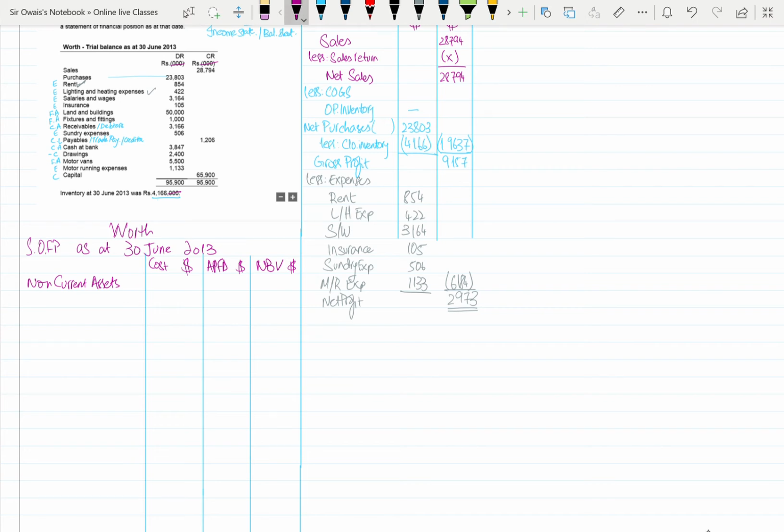So land and building is our first non-current asset. Land and building, 1,000. Accumulated provision for depreciation, so I would write a dash here. My net book value would be 50. Then my other fixed asset, or non-current asset, is fixtures and fittings, that is 1,000.